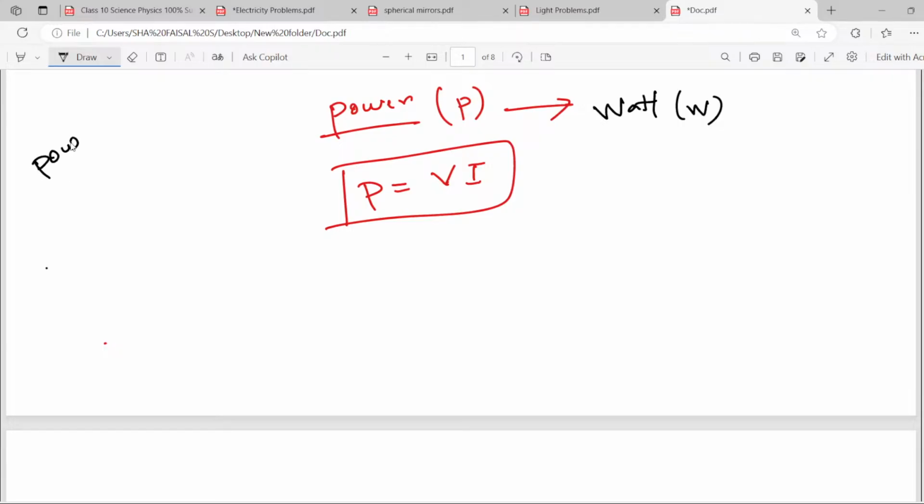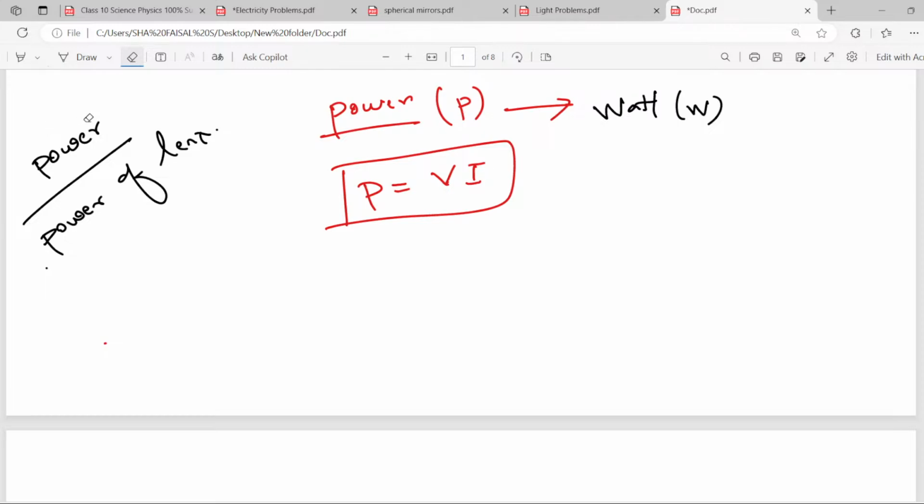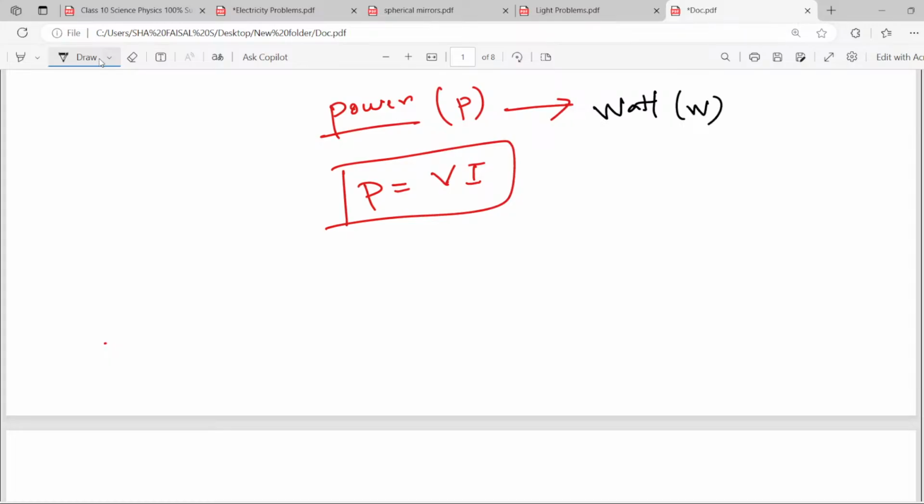Children, don't get confused between electric power and power of lens. We have lots of difference between these two terminologies. Electric power is different and power of lens is different. Electric power comes in the chapter electricity, and power of lens will come from the chapter human eye and the chapter light. So anyhow, P is equal to V into I.